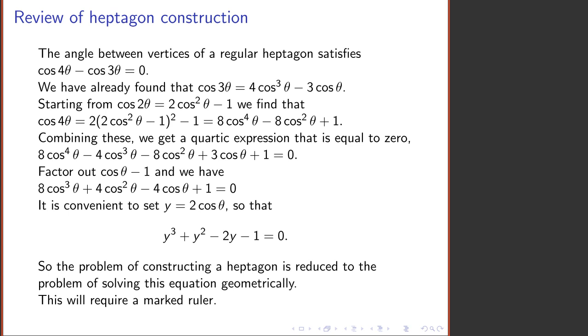I combine these to get a quartic equation. I pull out the factor cosine theta minus 1, and I have a cubic equation for cosine theta. And to make this look a little bit simpler, I call 2 cosine theta y, whereupon this equation becomes y cubed plus y squared minus 2y plus 1 equals 0. Sorry, my mistake.